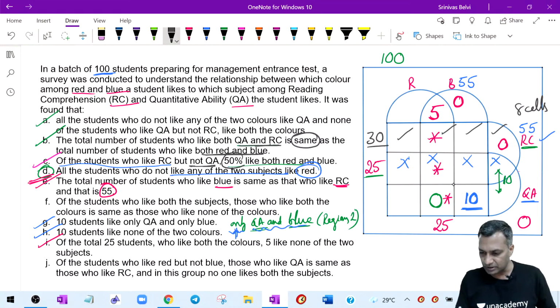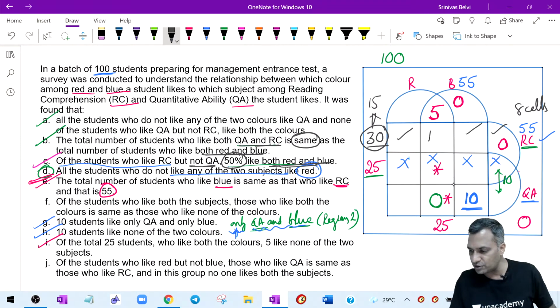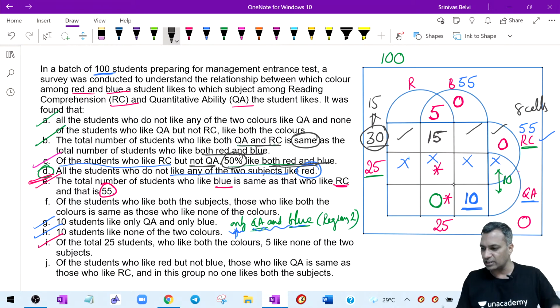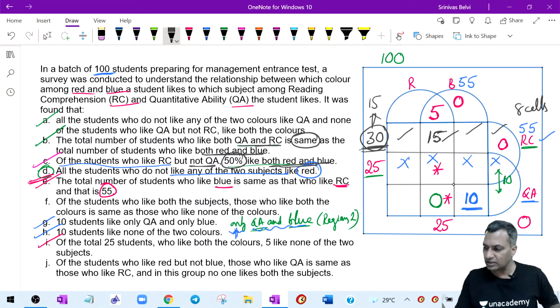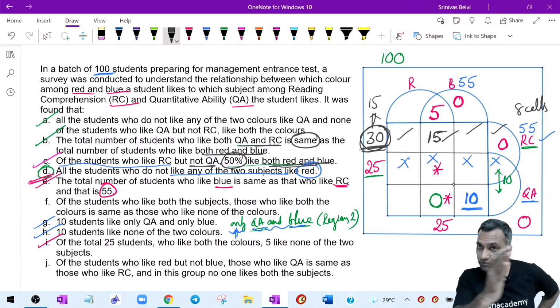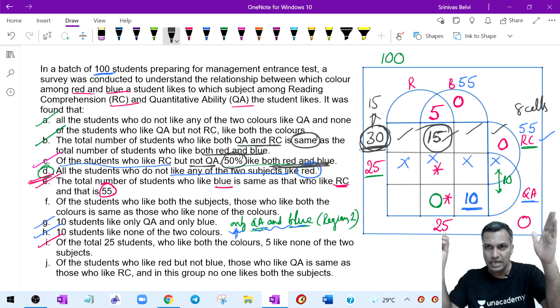Fair enough. 50%, half of them like both red and blue. Therefore, half of 30. What is half of 30? Half of 30 is 15. These 15 like red as well as blue, which means this is 15. That is what the author is trying to say, because you know that the whole column is 30. These are the people who like RC but not QA, that is what you meant by these 4 ticks. Among these 30 people, the author is saying 50% like both red and blue. So where is that both red and blue? This is the cell. What is 50% of 30, which becomes 15?